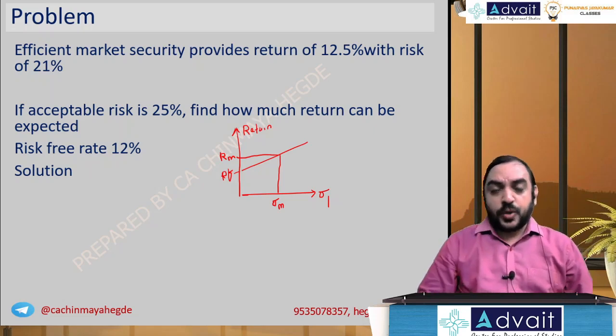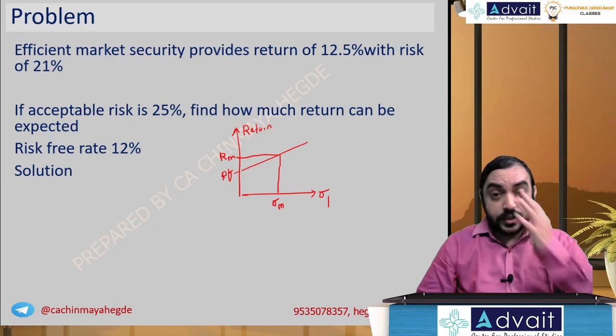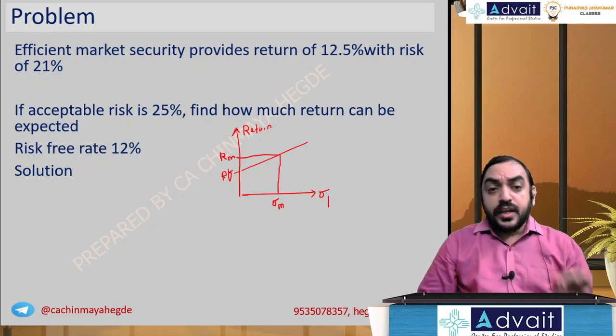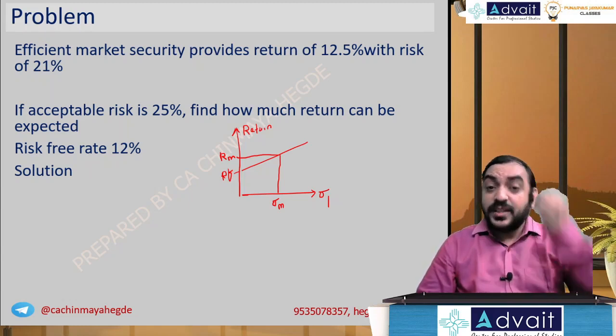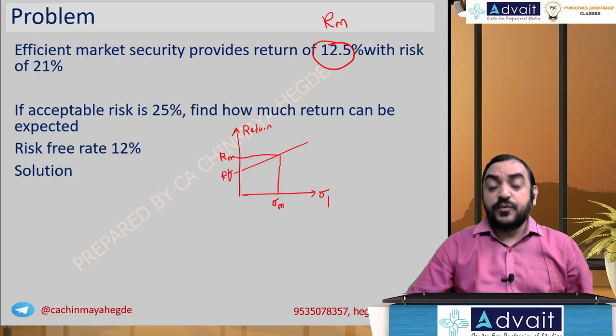And take a look at this problem. We can calculate this in two ways. Both ways you get the same answer. Let us calculate. Efficient market security provides 12.5% with a risk of 21%. Efficient market security means market. What is the market return? 12.5%.